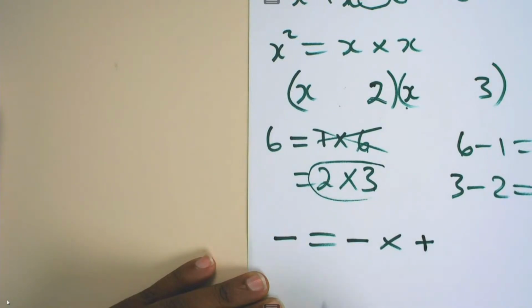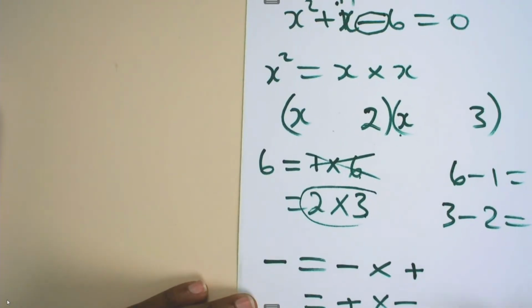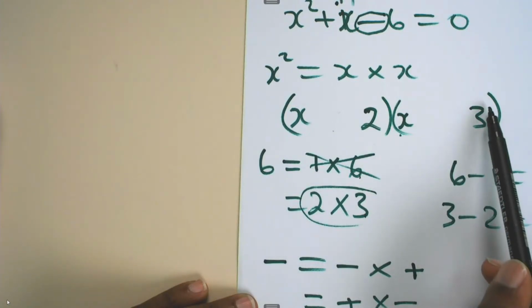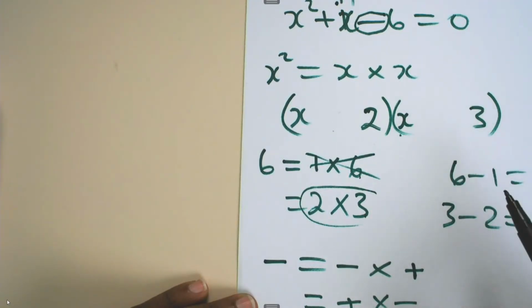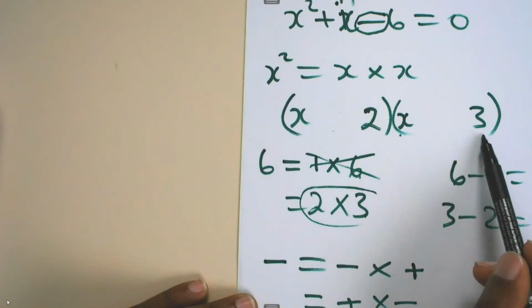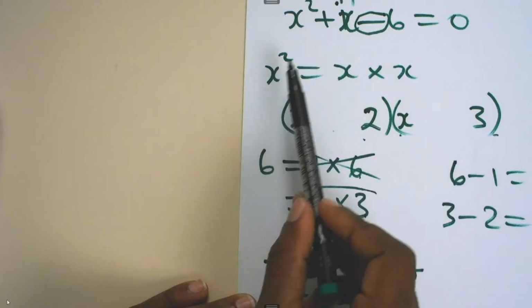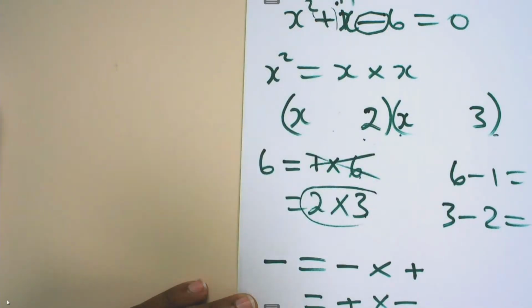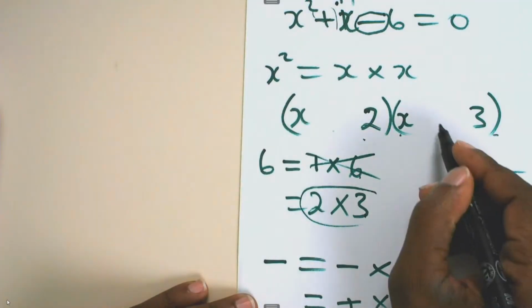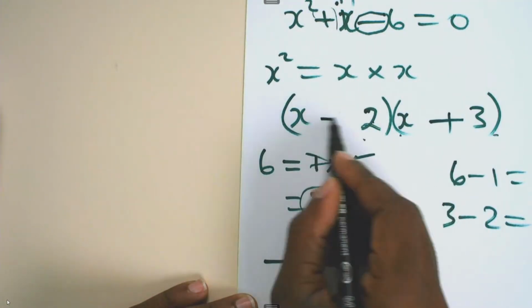Negative by positive, or we must multiply positive by negative. So in this instance, we must ensure that the bigger factor, not the bigger number, but the bigger factor of 6 must be assigned the sign of the middle term. The bigger factor between 2 and 3 is 3. So therefore, 3 must be assigned the sign of the middle term. In this case, the sign of the middle term is positive. So 3 will be positive and then 2 will be negative.